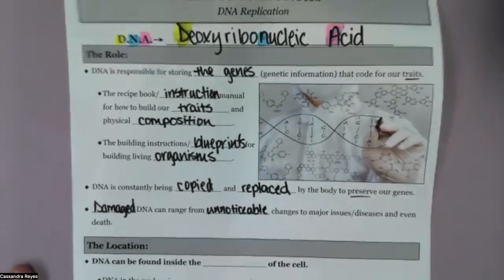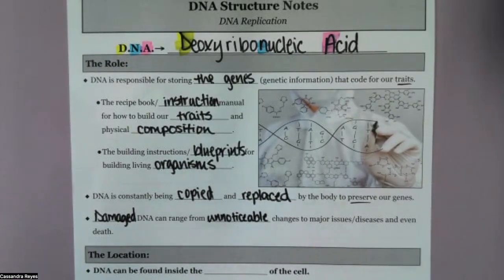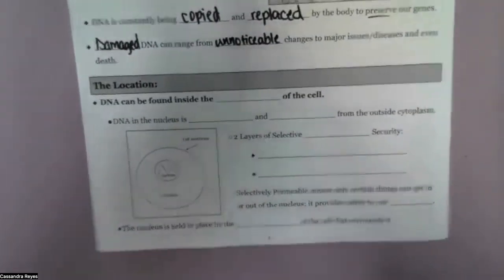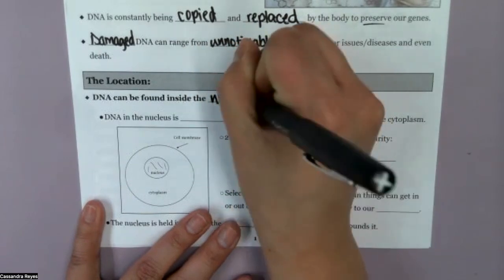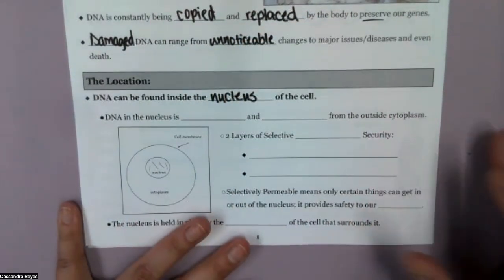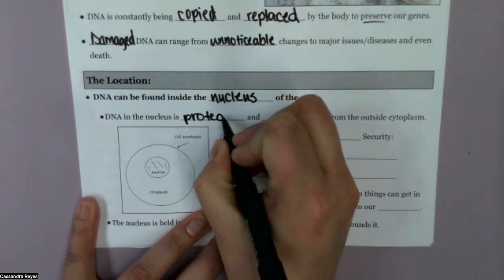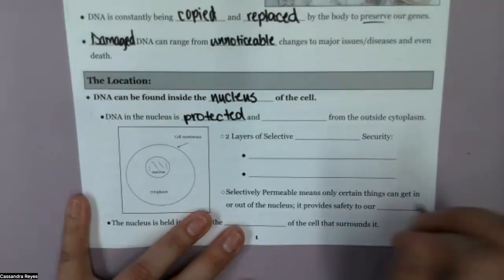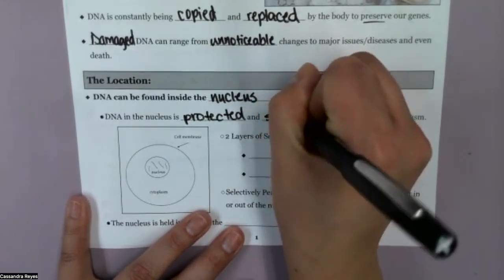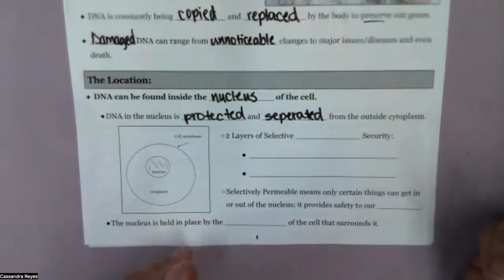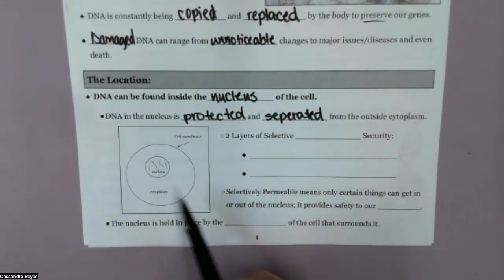Okay. All right. So now we can actually talk about the location where all of this DNA is actually residing and living and doing its thing. So DNA can be found inside what is called the nucleus of the cell. DNA that's in the nucleus is being protected and is also separated from the outside cytoplasm. And the cytoplasm, if you guys think back to what's going on in the cell, is that jelly-like matrix stuff that's holding everything in place, right?